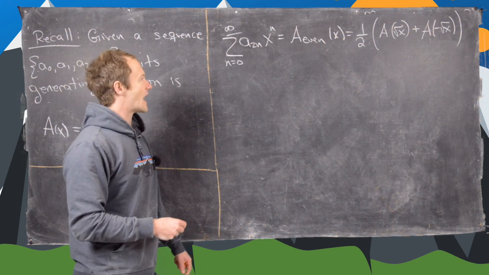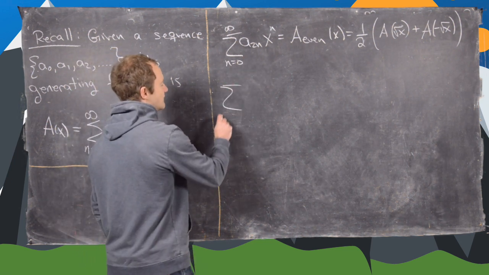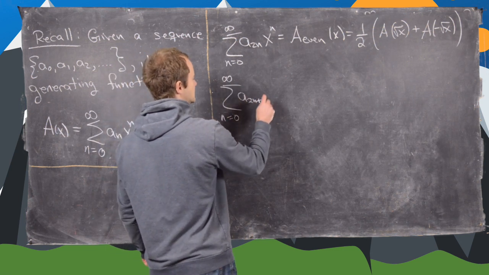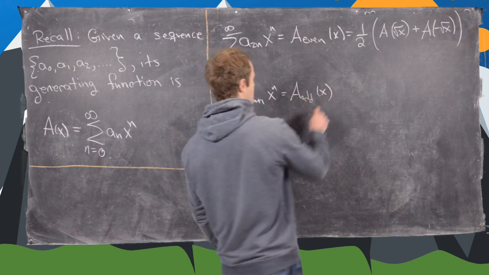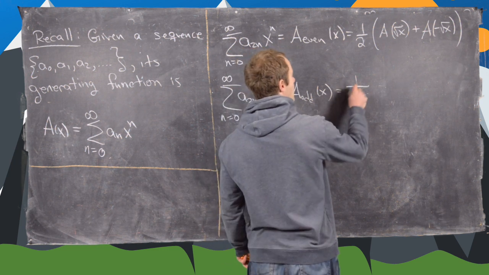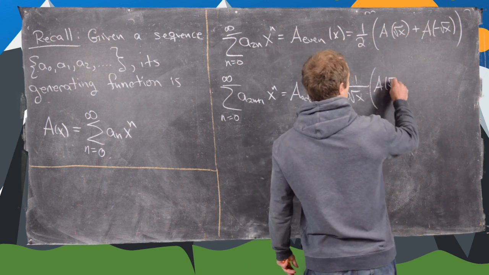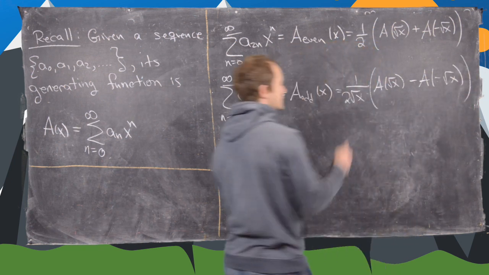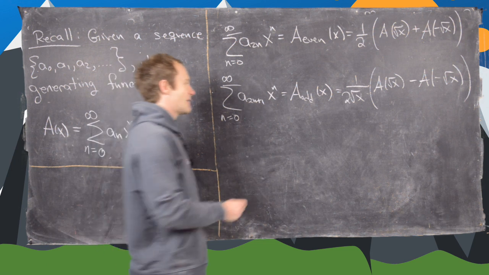Now you might also ask, well, what about the odd terms? And so we could have the sum n equals 0 to infinity of a_2n+1 x^n, so we could maybe call that A_odd(x). And that's very, very similar. So that's going to give us 1 over 2 times the square root of x, times A(root x) minus A(negative root x). So notice we need this extra square root of x in here. So let's go ahead and check that that makes sense.